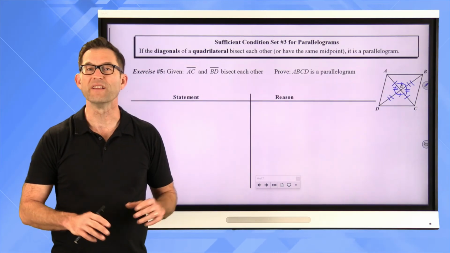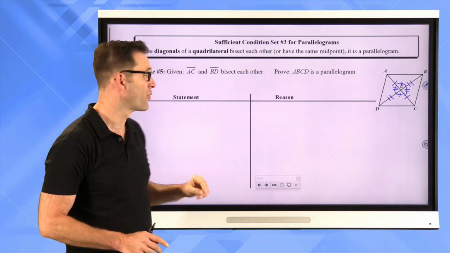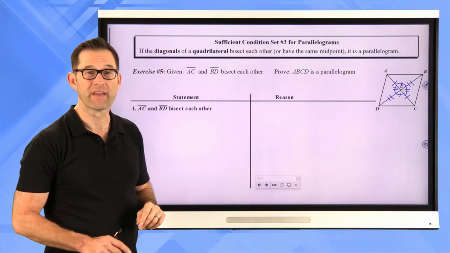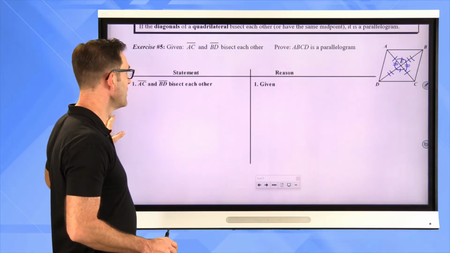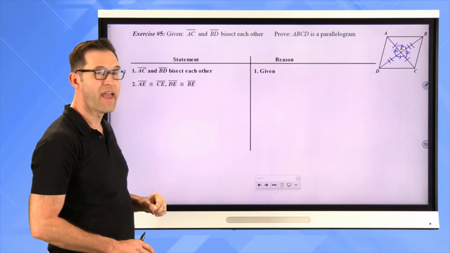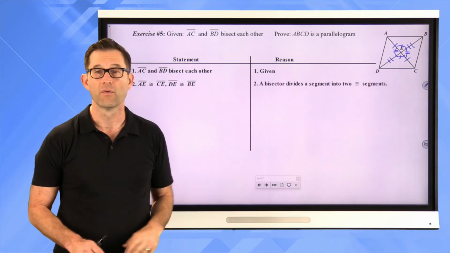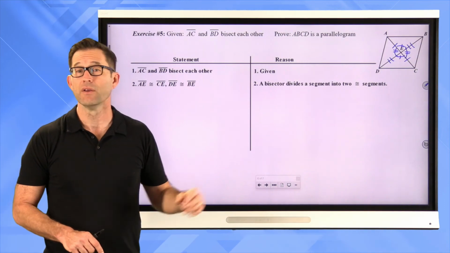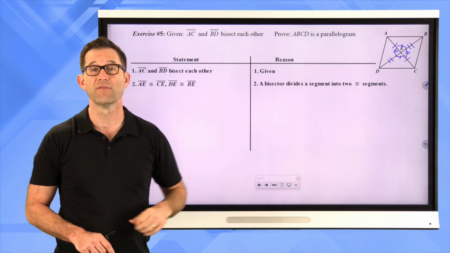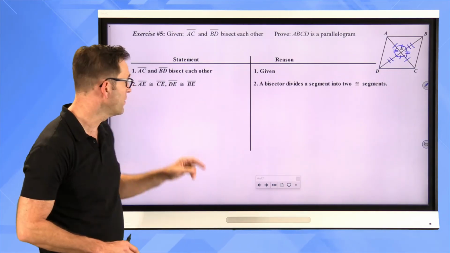All right, let's go through it. It's amazing that we have one single given. Everything from that we're going to get. AC and BD bisect each other, obviously given. Let me just move this up a bit. AE is congruent to CE, DE is congruent to BE, and that's because a bisector divides a segment into two congruent segments. You could even probably just say the definition of a segment bisector there. I think that I would take that. I bet your math teachers would as well.